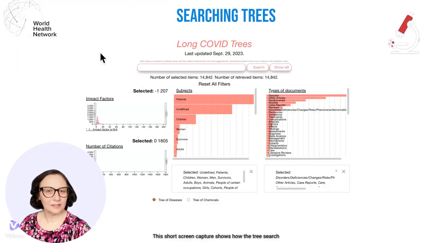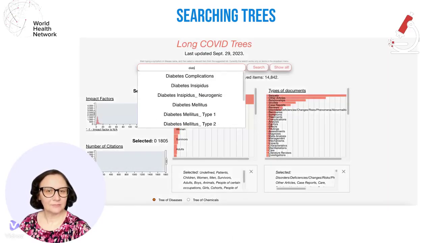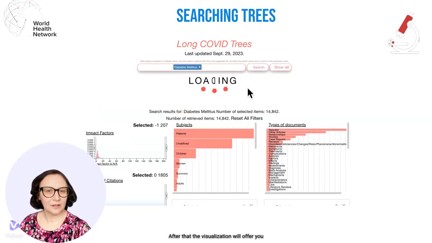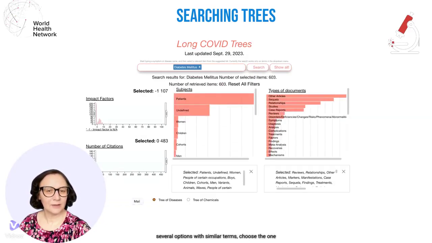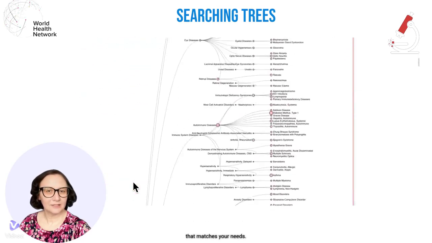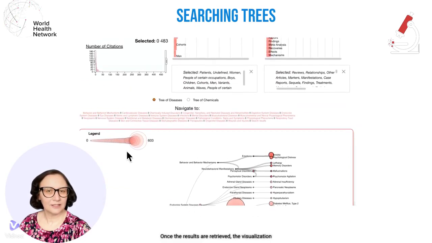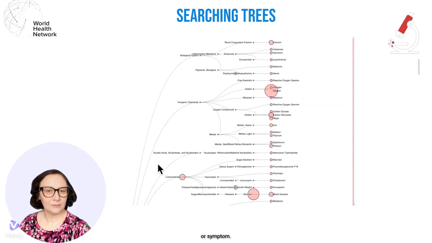A short screen capture shows how the tree search works. You can search for symptoms and diseases related to long COVID. Start typing a term. After that, the visualization will offer you several options with similar terms. Choose the one that matches your needs. Select it, and then click Search. Once the results are retrieved, the visualization will show you the tree with the terms which appear in the papers about the disease or symptom.